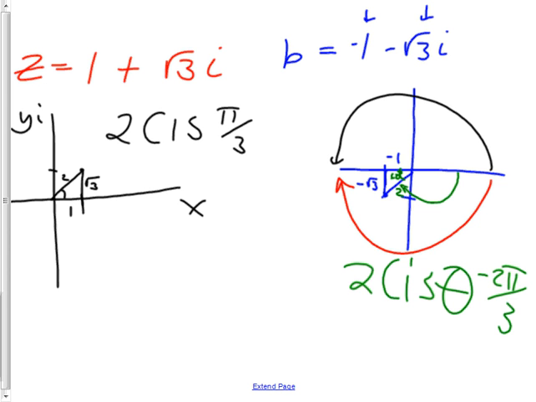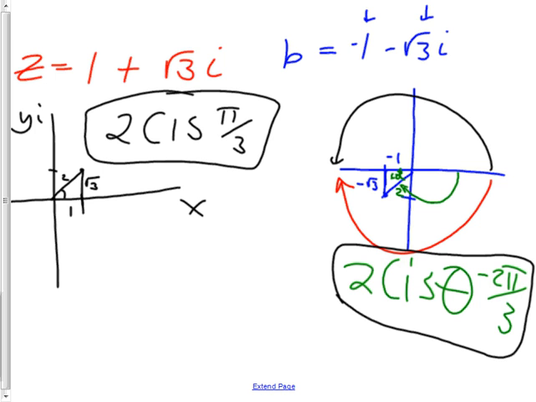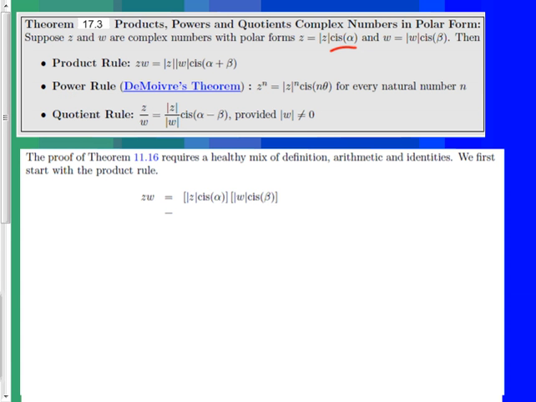Okay? All right, so now that you know that, how many of you would agree that it's 2 cis negative 2 pi over 3? Okay, good. Why did we do that? Because now we've got them in cis form, and you can do stuff to them. Like, for instance, I'm going to go back to this slide that's got all the fancy verbiage on it.